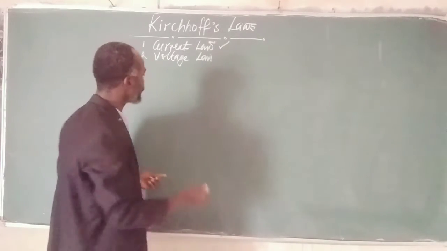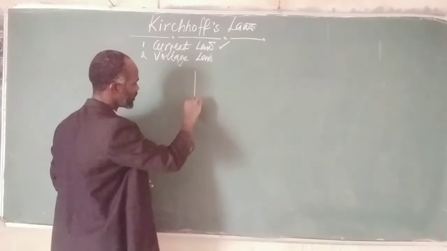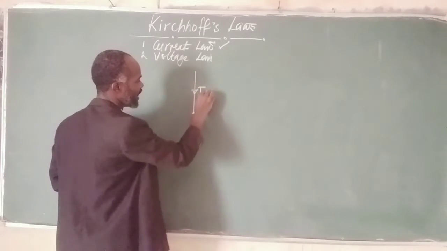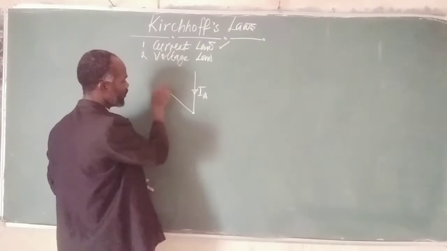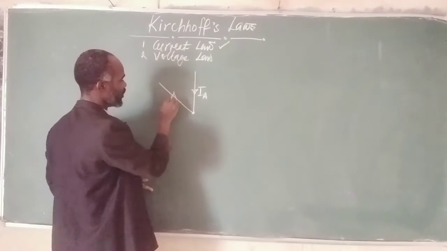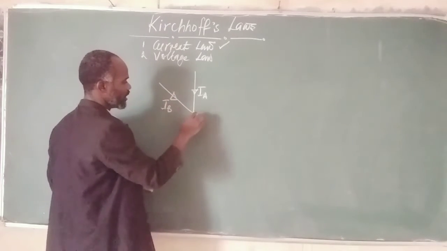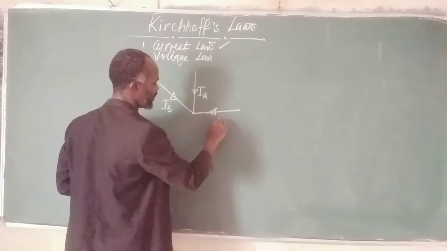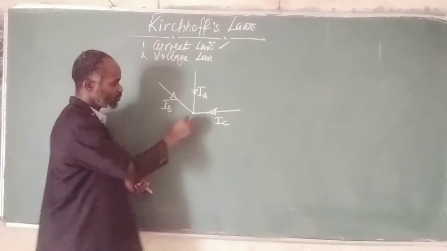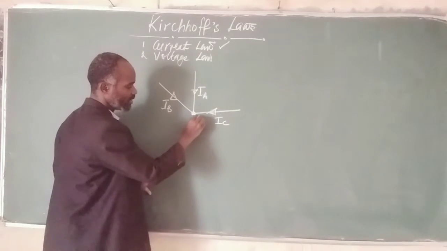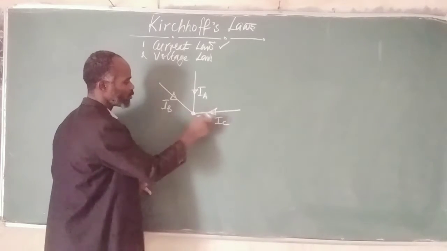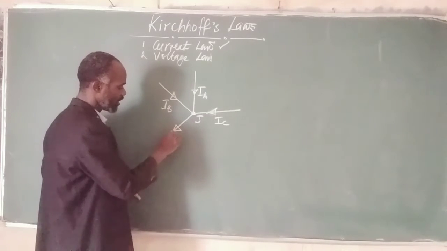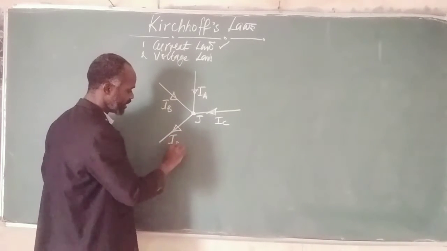Very simple. Kirchhoff says that if we have currents from different directions, call this IA from one direction, call this IB from another direction, and there is another one from this angle, call it IC, then this point J is a junction where these currents will meet and then flow out. That's what Kirchhoff's current law is all about, and we call this ID.